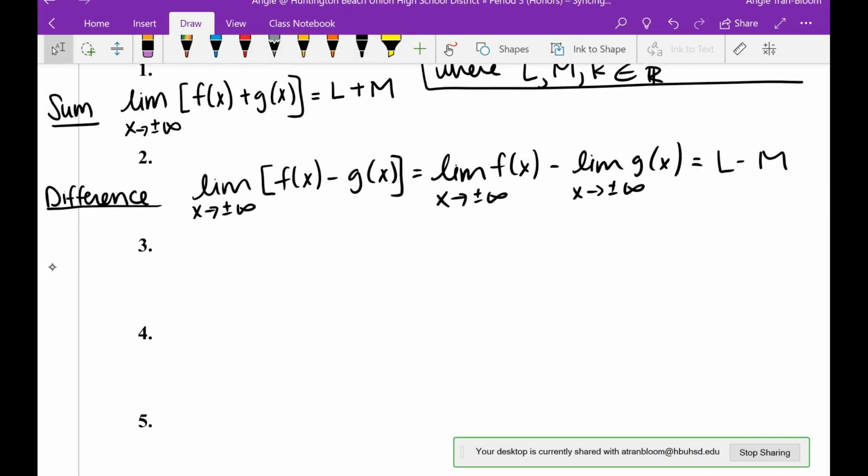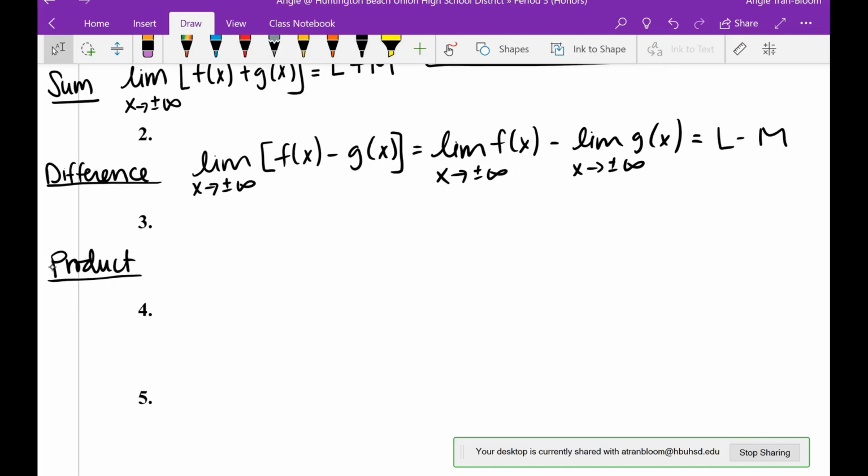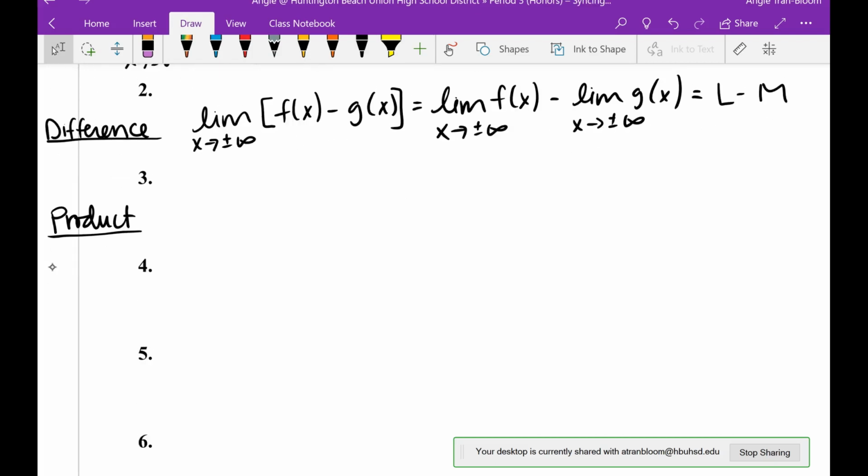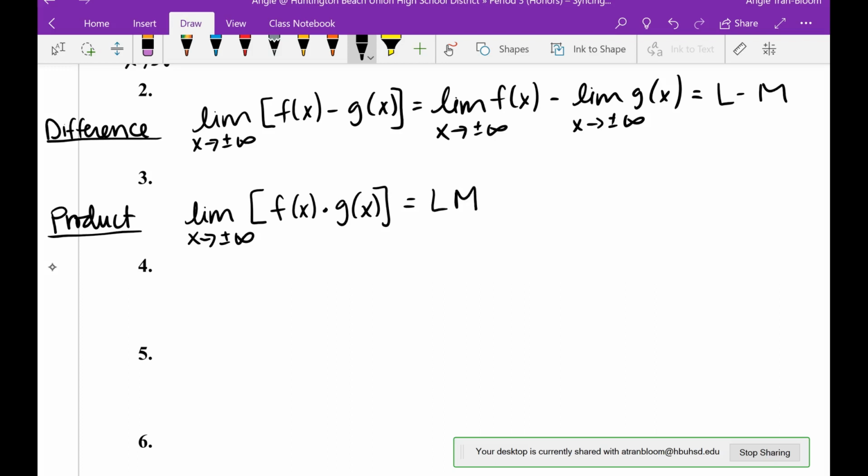All right, product. We are pretty much, class, writing the same exact properties over again. Okay. So you can just say see whatever page you are using, but I'm going to spell it out for some of us that are not. Okay. All right, so the limits as x approaches negative or positive infinity of f of x times g of x is the same thing as just what, two letters multiplying another. That's right. Okay. And then the next one I'm going to write is quotient.